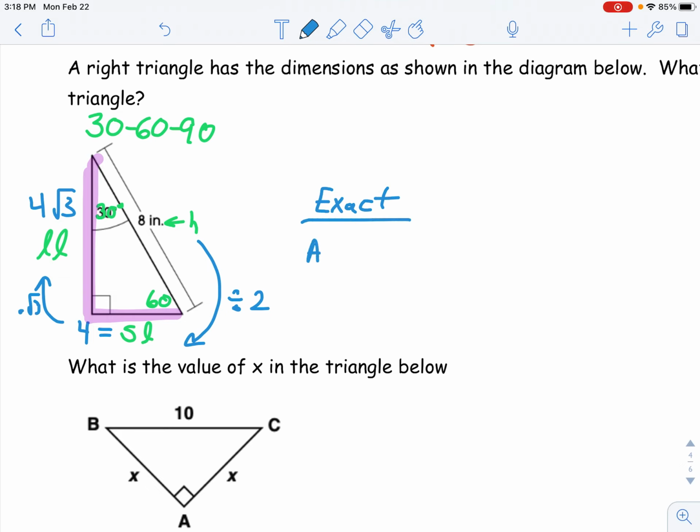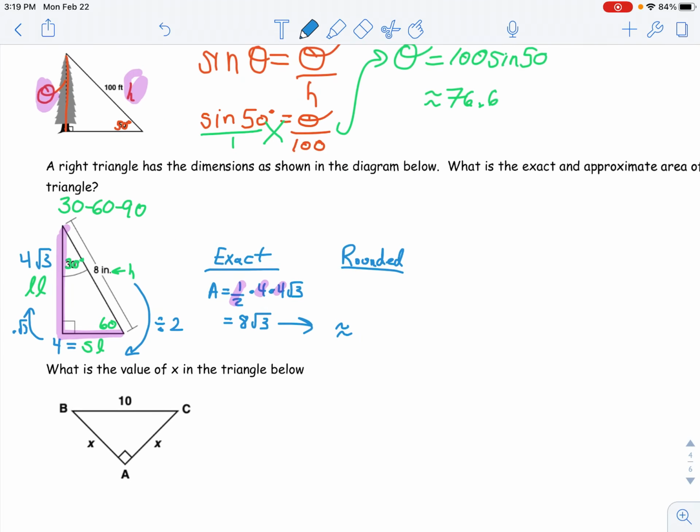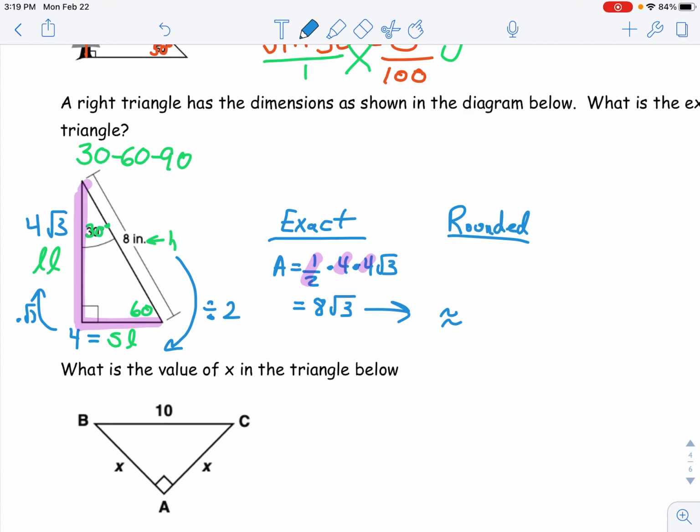The exact area of this triangle is 1/2 times the base 4 times the height 4 radical 3. And you're just going to do 1/2 times 4 times 4, which spits out 8. If you multiply all those numbers together, then radical 3. All right, rounded, yeah, we could have used trig. Or I can just now plug this into a calculator, and 8 radical 3 into a calculator is about 13.86. All right, so that's how you do that problem.